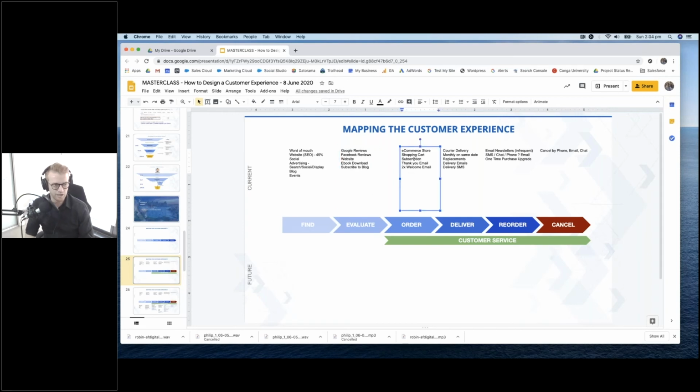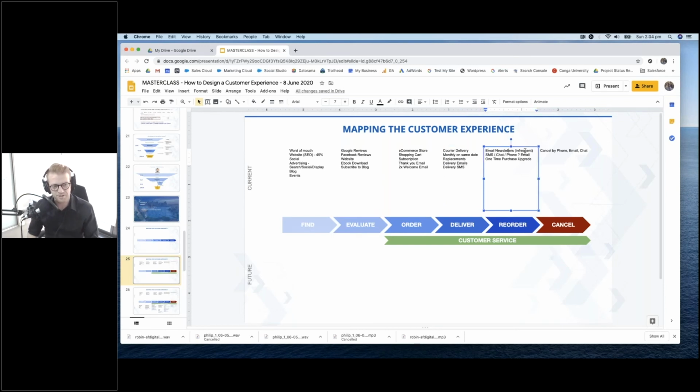Then when you get into ordering, you can go to the e-commerce store, there's a shopping cart, subscription, thank you email, and two welcome emails. So once you actually subscribe or purchase, there is an automation for that. Then there's a courier delivery, monthly on the same date. There are replacements for breakages. There are no refunds if they're dissatisfied, which is normal. There are some delivery notifications by email and SMS.